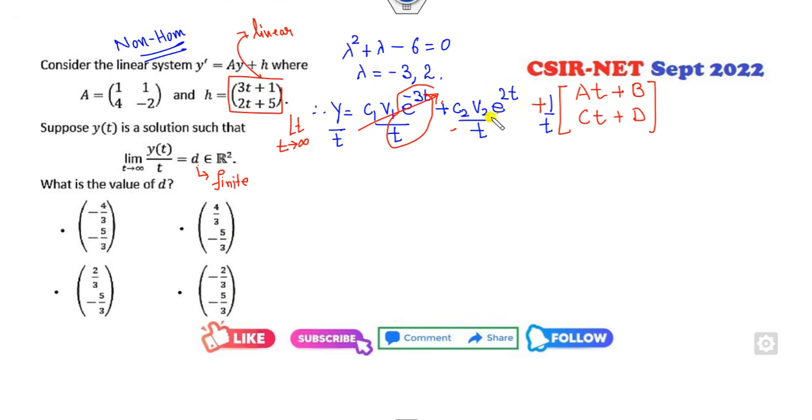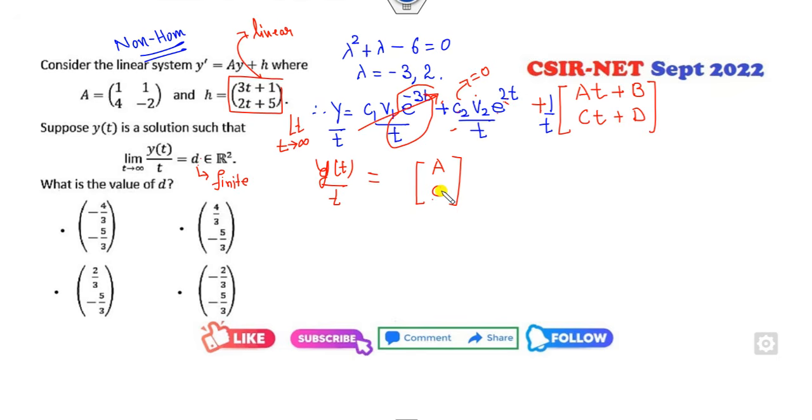This number must be finite, so that means C2 must be 0, because when you take t as infinity, it becomes infinity. But we need a finite answer, so C2 must be 0. So this answer will be A and C. That means your target is to find the value of A and C only. That is the only target you need to find.